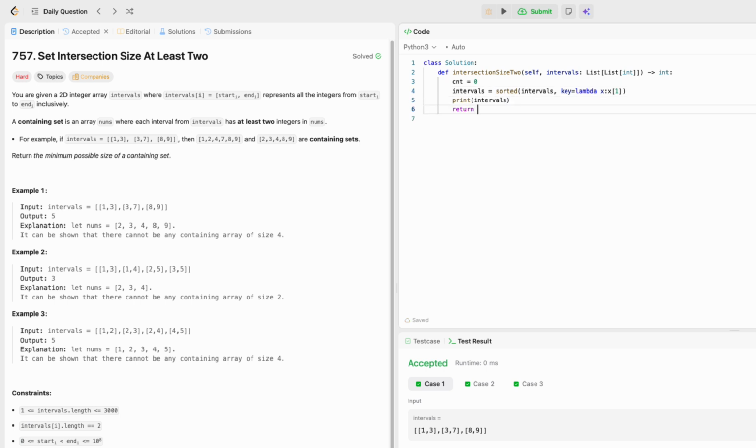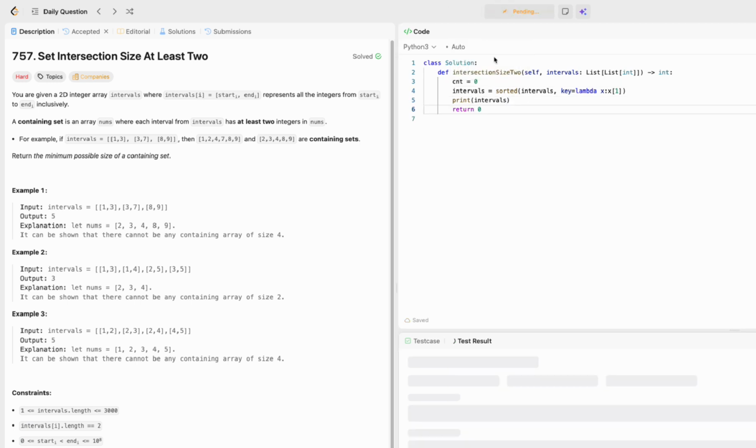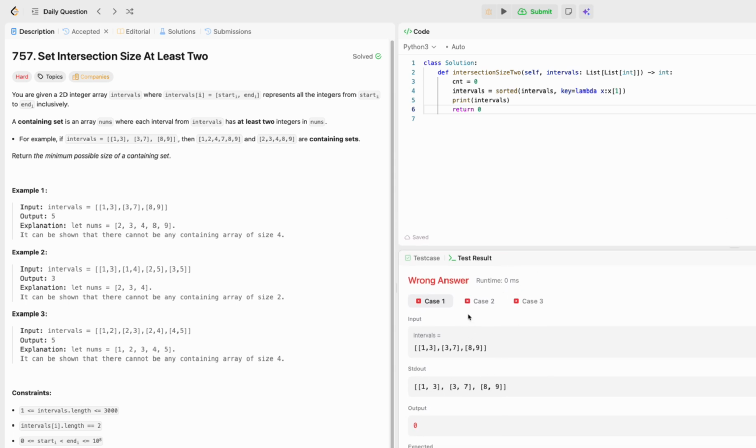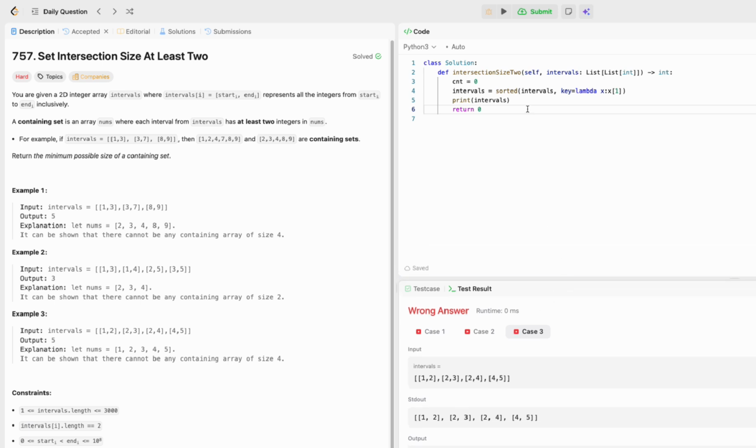Okay, let's check. Okay, so here we can see the intervals. Yeah, they have already sorted this one for us. Yeah, so we can check, and then for now we will get the interval in enumerate through the intervals.